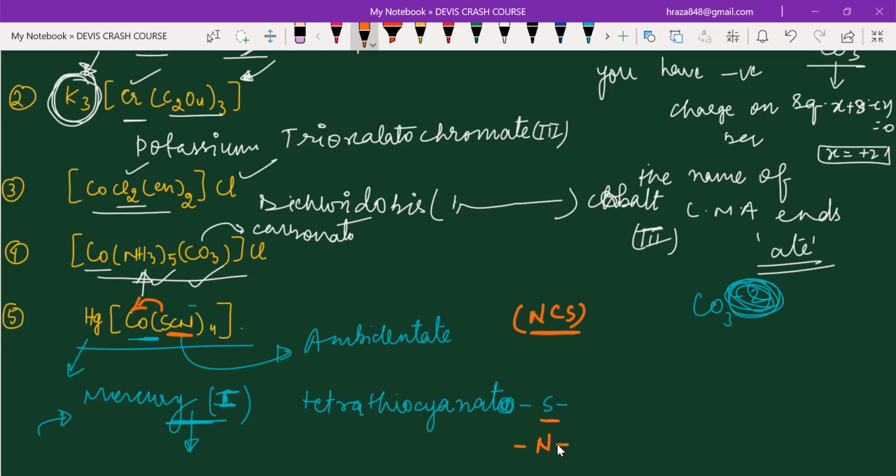And then again, it will be cobaltate, right? Cobaltate and 3. Is that clear? Yes. Okay.